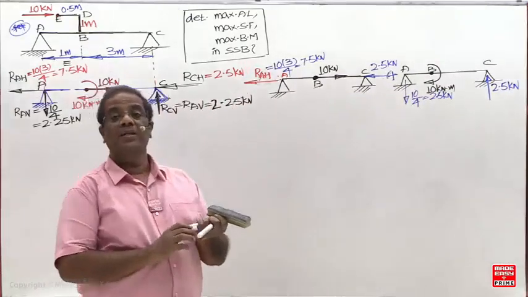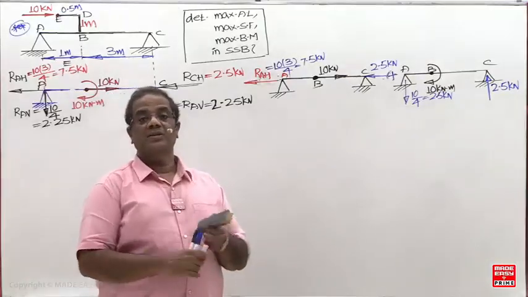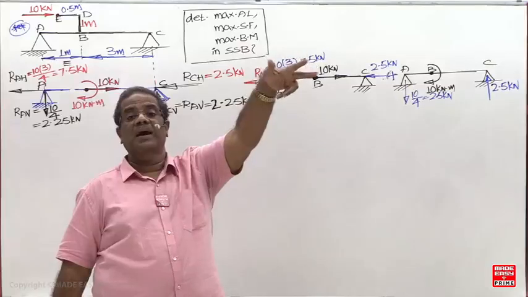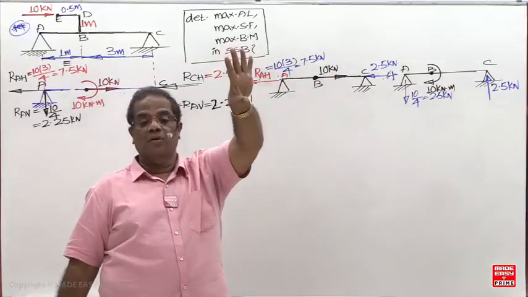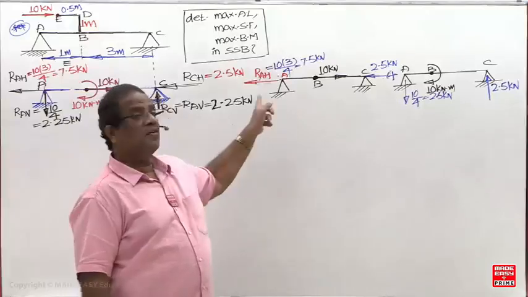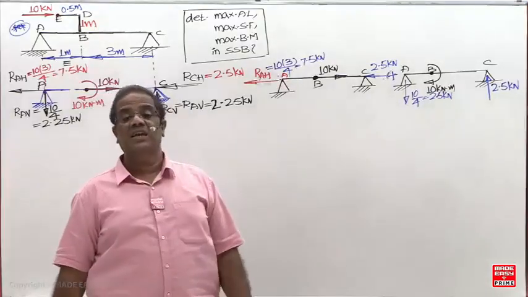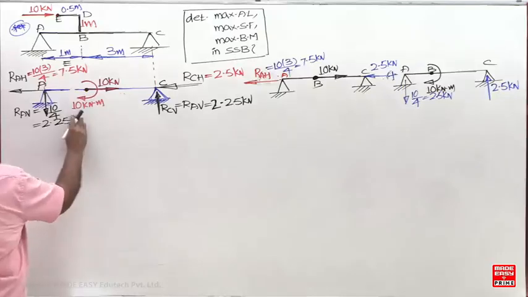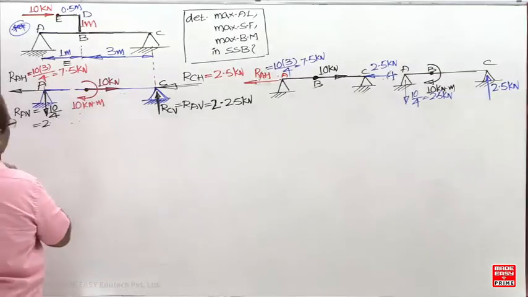Otherwise, if anybody goes for the general method now, he has to use the equations: sigma V0, sigma M0, sigma H0, but the unknowns are 4. 4 unknowns cannot be determined with the help of the 3 equations. Then you have to go for a compatibility equation: the change in length should be equal to 0. So here this should be 10.5.